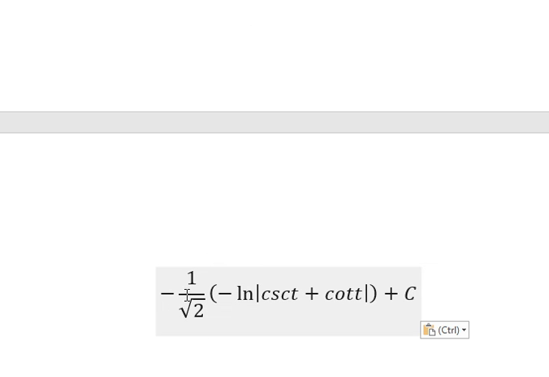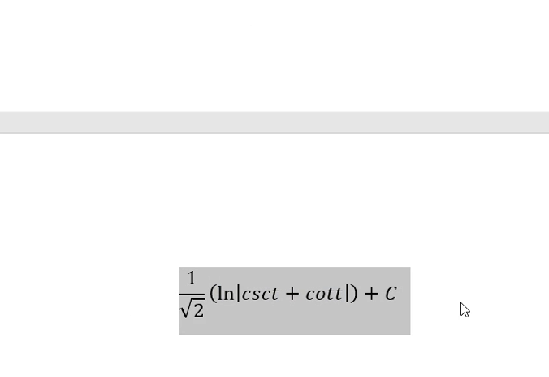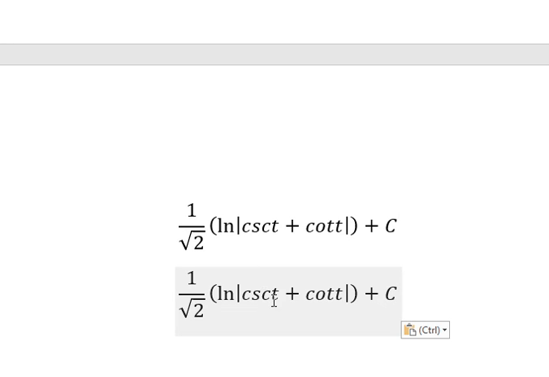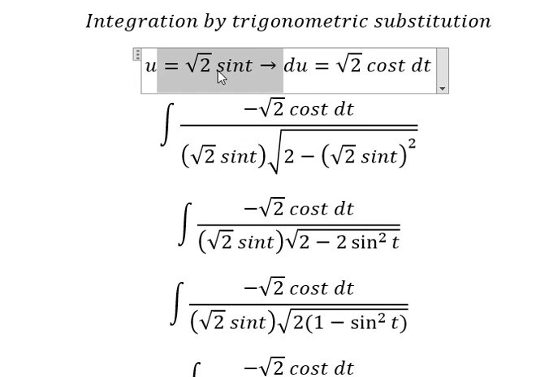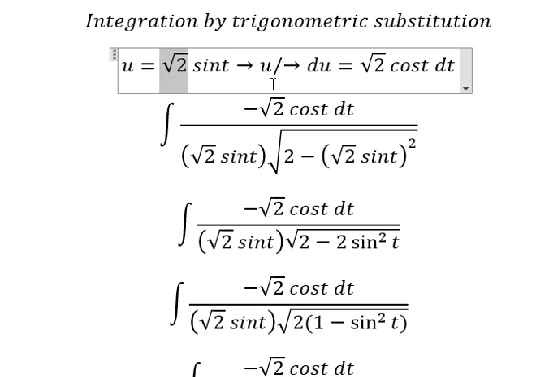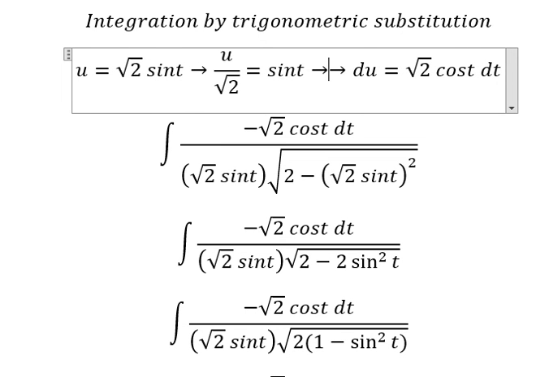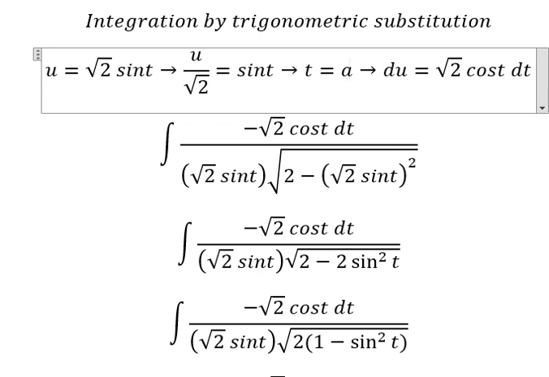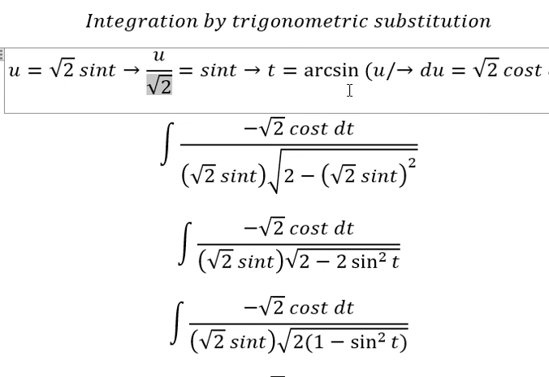So negative and negative we have positive. About t that is this one. So we need to divide both sides by the square root of number 2. And now we can find the value of t, that is arc sine of u over the square root of number 2.